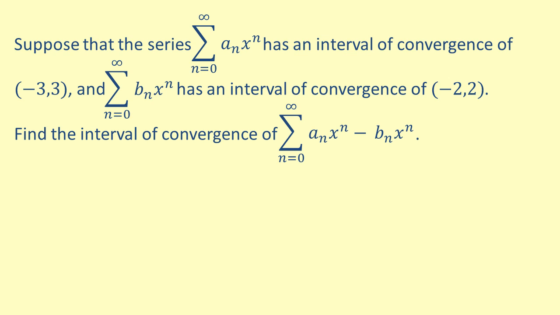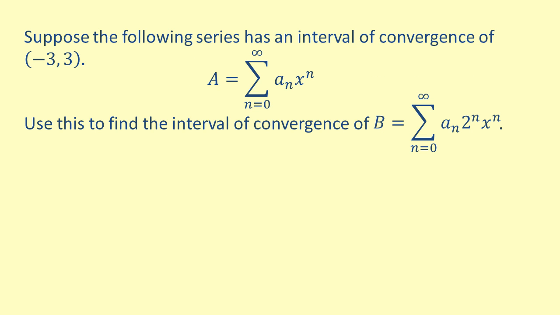The interval of convergence of the sum of these series is just the intersection between the two separate intervals of convergence. So we want the intersection of the intervals from -3 to 3 and -2 to 2. Well, we can see that the interval from -2 to 2 is completely contained within the interval from -3 to 3. Therefore, the interval of convergence is -2 to 2.